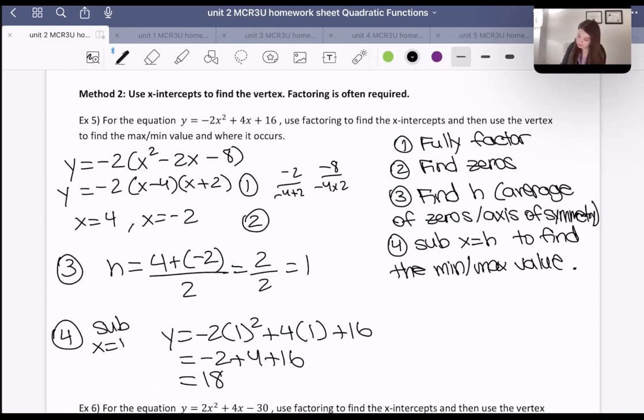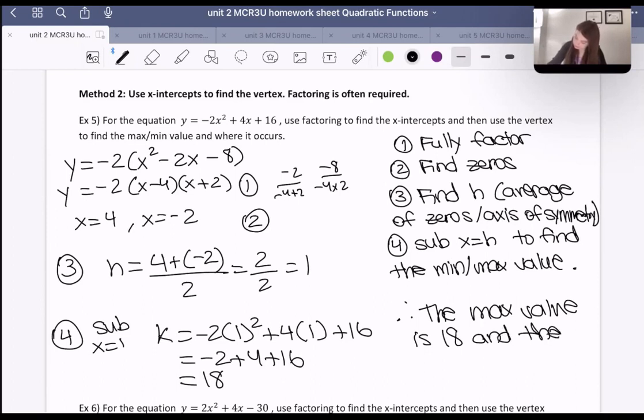So our y value is 18, or I guess we could even call this our k value. We could say this is k, our minimum or maximum. Now in this case, it must be a maximum because the parabola opens down, right? We have a negative sign in front, so that means it must be a maximum. So therefore, the max value is 18, and it occurs at x equals 1.